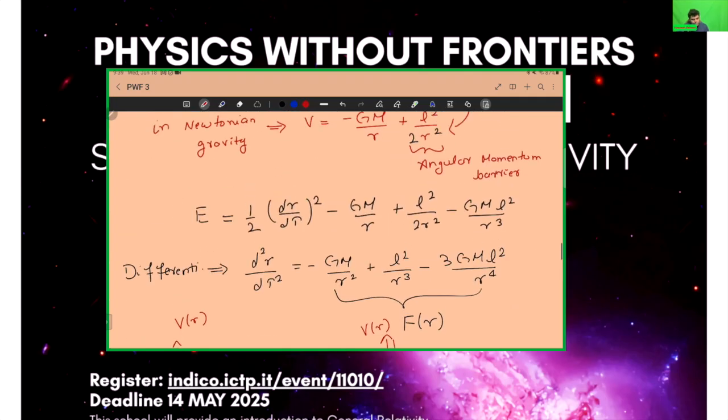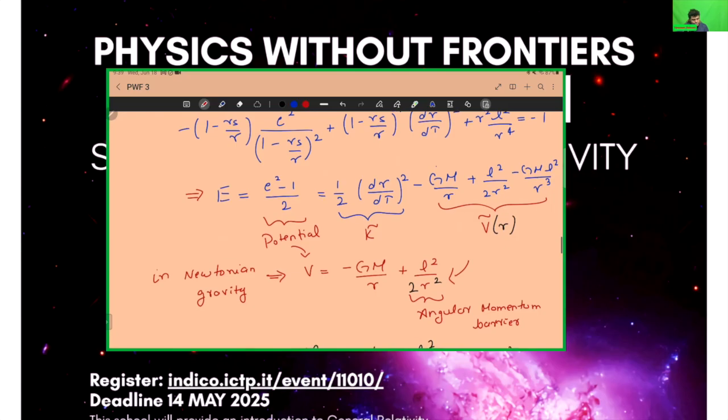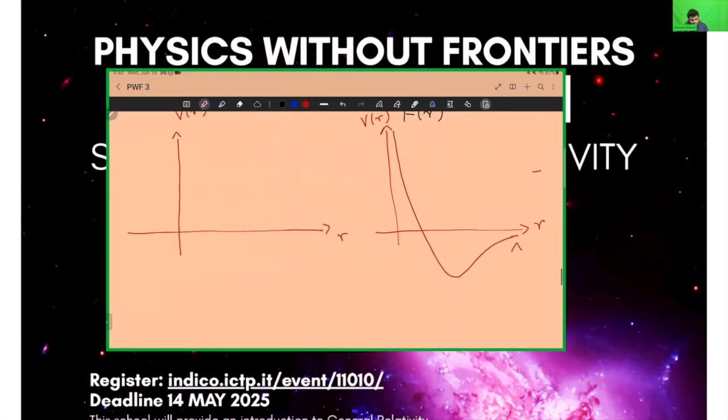If you plot this particular potential that comes from the Schwarzschild geometry, it's a bit different because it looks like this. So it looks like the Newtonian potential for some radii. So this is the Schwarzschild result, and this is the Newtonian result.